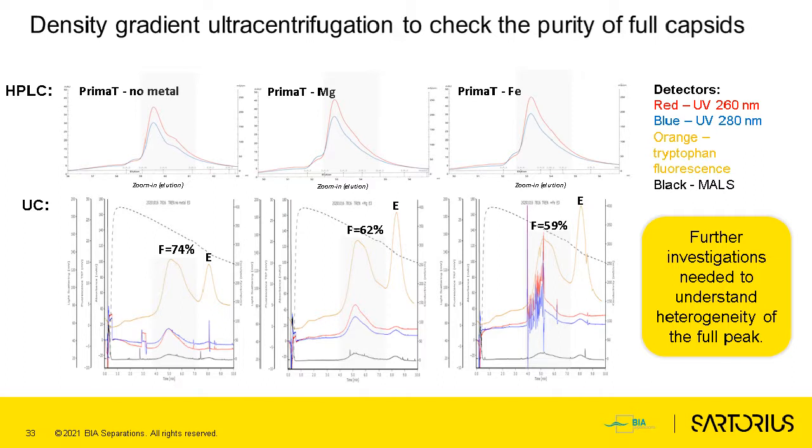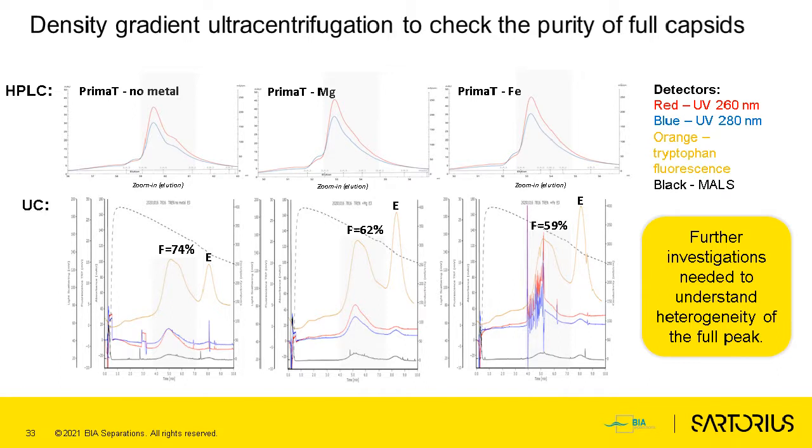We perform centrifugram, and we indeed see also on the centrifuge that we have two populations of full and still some empties in. But the most important are these two populations of the full. So with the fluorescent detector orange, higher peaks, and then 260 to 280, red and blue. And we can see that at the beginning of the peak, the ratio 260 to 280 is higher, but on the tailing, the 260 ratio is dropping.